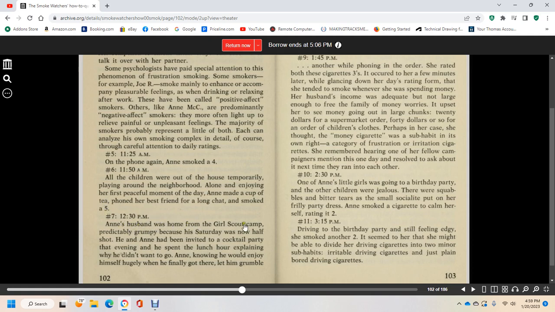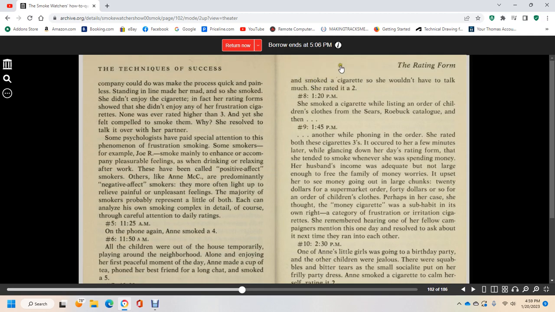12:30 p.m. Annie's husband came home from the Girl Scout camp, particularly grumpy because the small Saturday was now half shot. He and Annie had been invited to a cocktail party that evening, and they spent the lunch hour explaining why he didn't want to go. Annie, knowing he would enjoy himself hugely when he finally got there, let him grumble and smoked a cigarette so she wouldn't have to talk too much. She rated it 2.